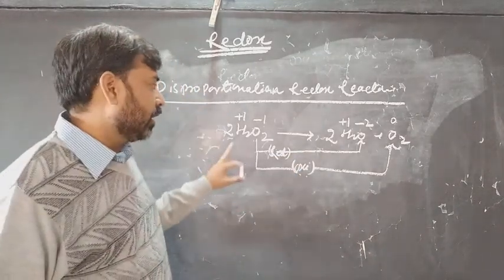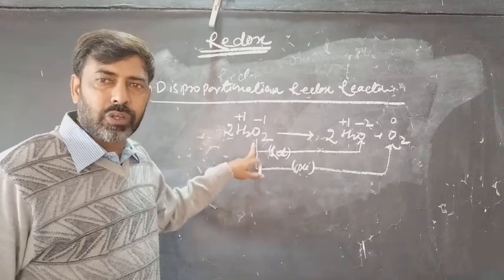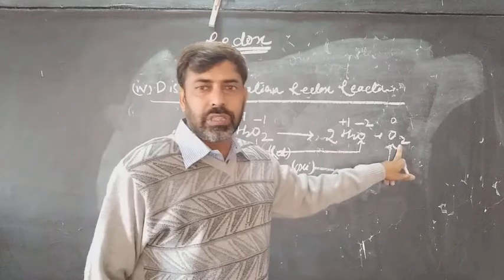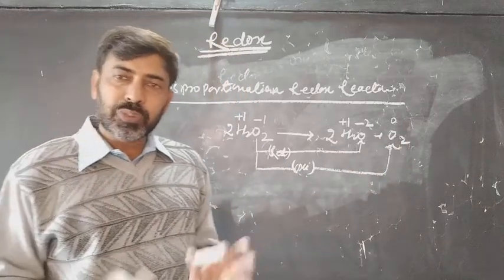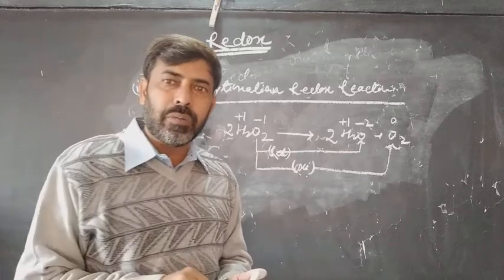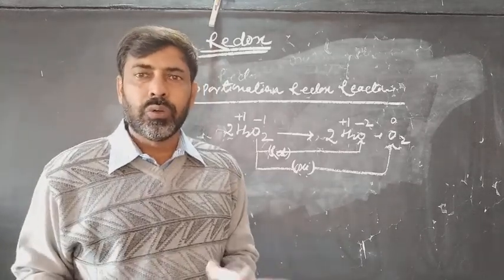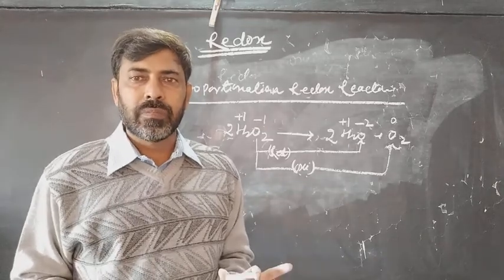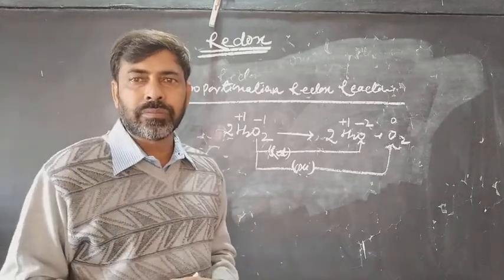So this reaction in which the same element, here oxygen, is undergoing reduction as well as oxidation, will be called the disproportionation redox reaction. Any redox reaction in which both oxidation and reduction of one and the same element are happening, we call it a disproportionation redox reaction. I think it's clear to all of you.